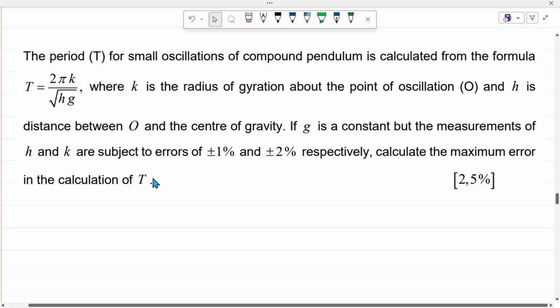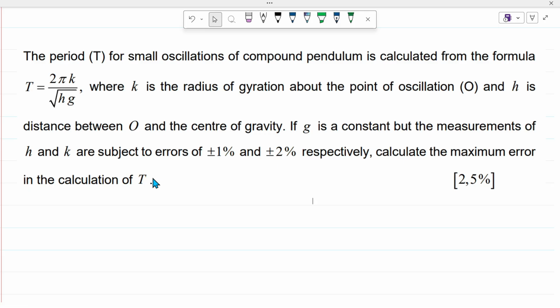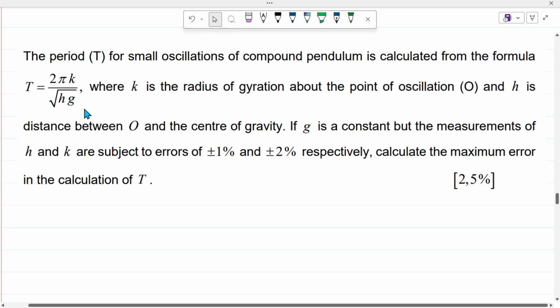So we are again calculating the maximum percentage change of that thing. So we are told that, okay, let me look for that word here. There is something that they mentioned here. Okay, k is the radius of gyration and h is the distance to the center of gravity. If g is a constant, so they told us that g is a constant, that means the only variables that we're going to differentiate partially with respect to are just k and h.